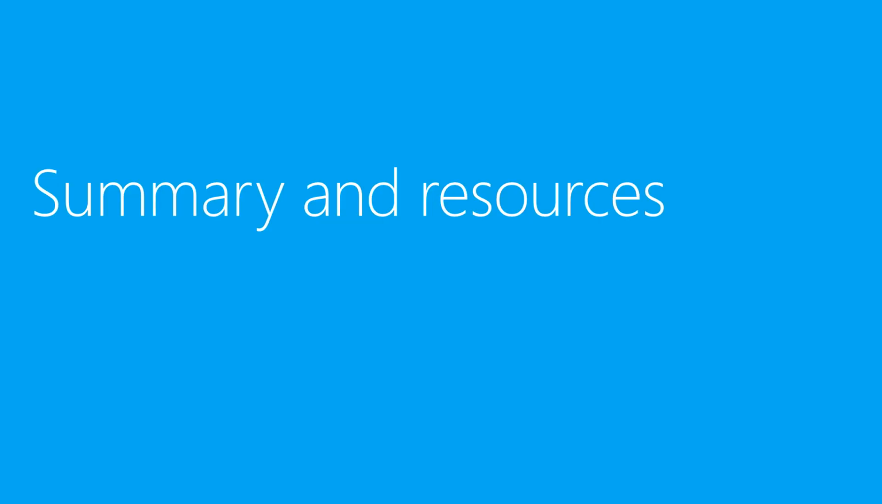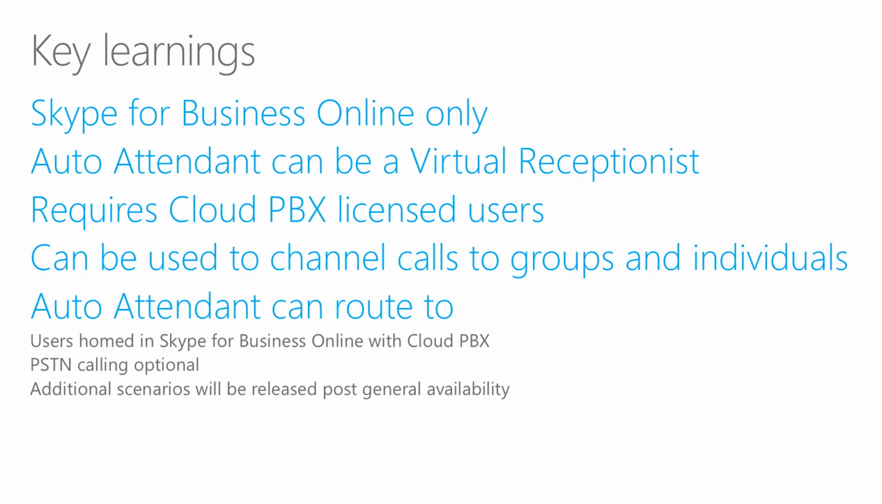With that, I wanted to give you some summary and resources to continue your learning. So we learned today that this is for Skype for Business Online only. An Auto Attendant can be your virtual receptionist. It does require Cloud PBX licensed users and it can be used to route calls to groups and individuals. They can route to Skype for Business Online users with Cloud PBX licensing. PSTN calling is not a requirement and we will keep on working to release additional scenarios.